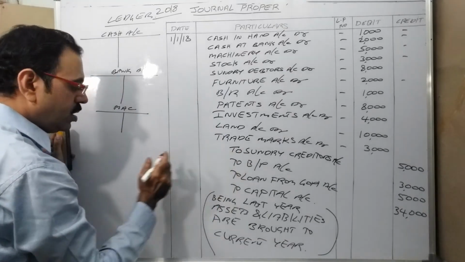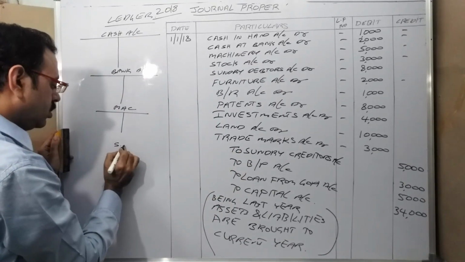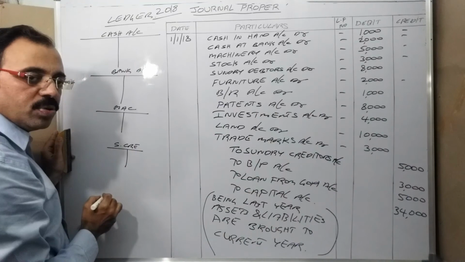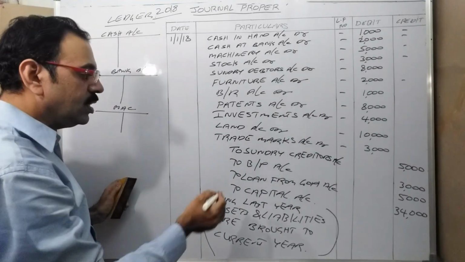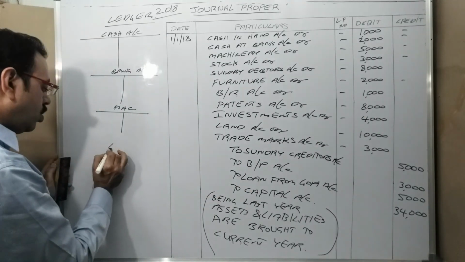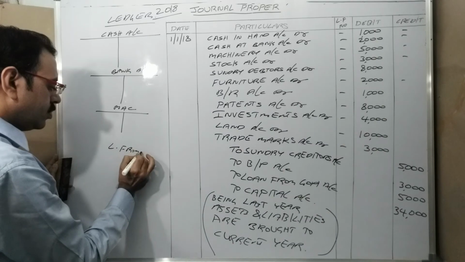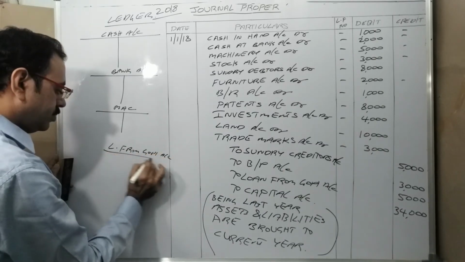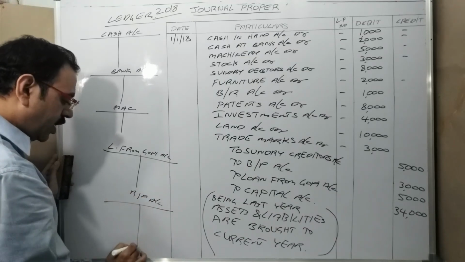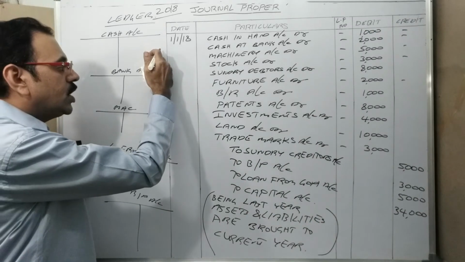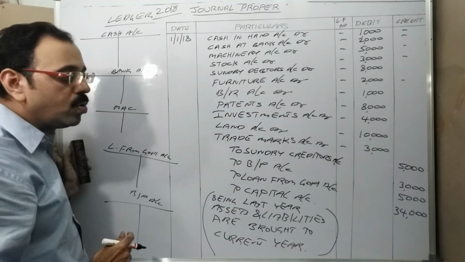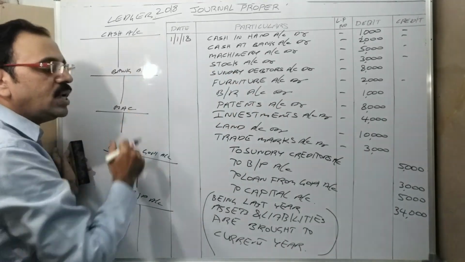Then in the same way, sundry creditors, means actually person names will be there. Similarly, all liabilities also. For example, loan from Gopi account, bills payables account. Like that, one by one, all asset accounts and liability accounts we should open. Now this opening entry we should post in these accounts.